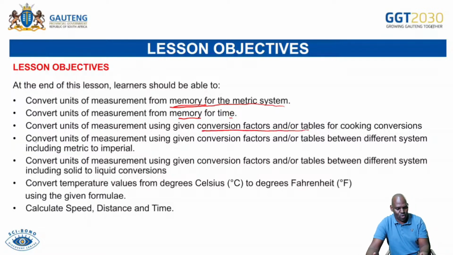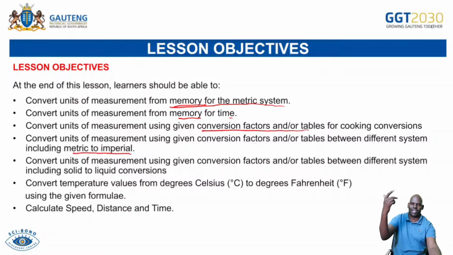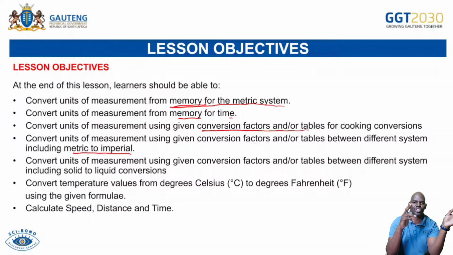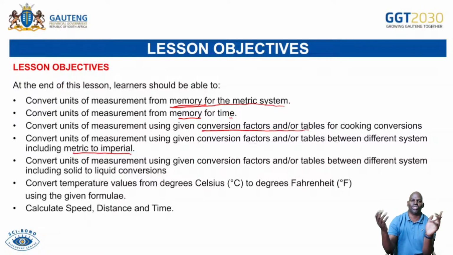And then again, we've got convert units of measurement using conversion factor tables between different systems, including metric to imperial. Remember, the first one we spoke about was metric, but this one is metric to imperial. So you don't need to memorize that conversion factor. The examiner will give it to you. For instance, if you have to convert from inches to centimeters, the examiner will say 1 inch is equal to 2,54 centimeters.